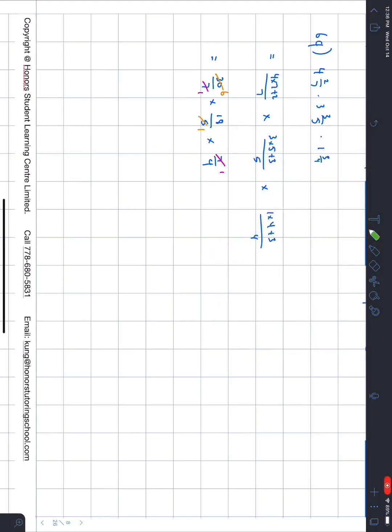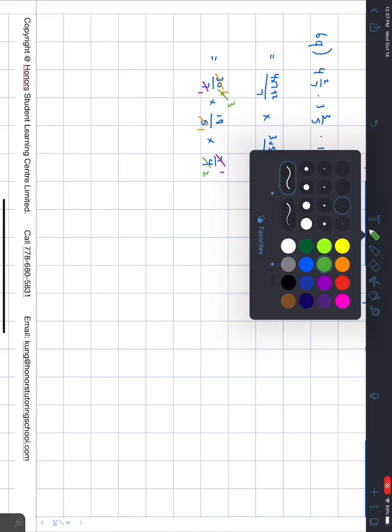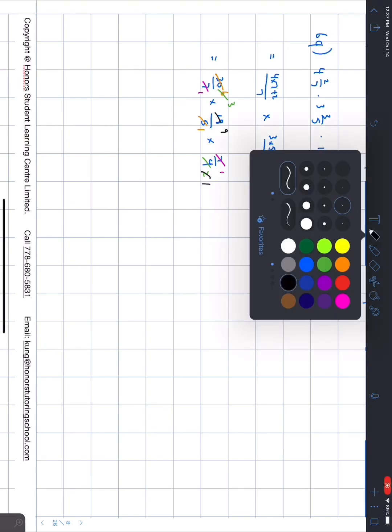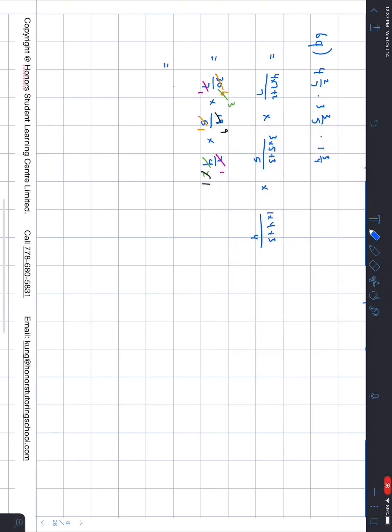And I can divide 4 by 2 to get 2, divide 6 by 2 to get 3. I can also divide 2 by 2 to get 1, divide 18 by 2 to get 9. So my final answer here is 27 over 1. And my answer will just be 27.